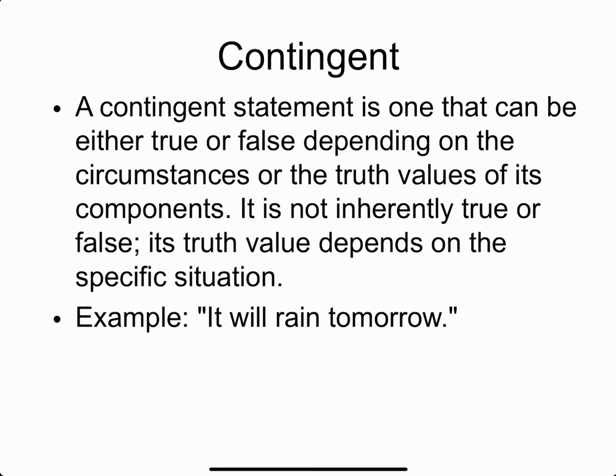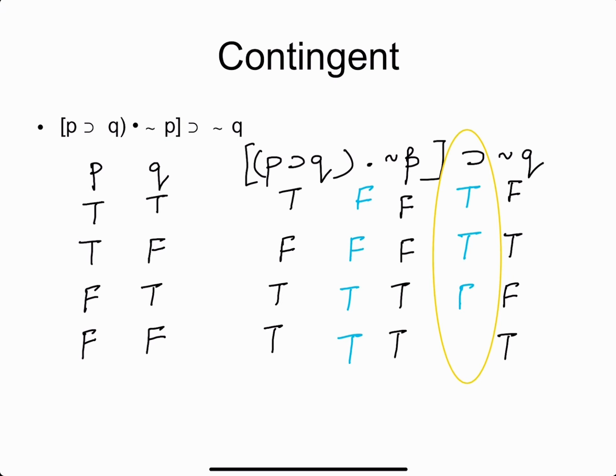A contingent statement is one that can be either true or false depending on the circumstances or the truth value of its components. It is not inherently true or false; its truth value depends on a specific situation. For example, it will rain tomorrow. This can be either true or false. Let's say if it rains tomorrow, then it is true, otherwise it will be false. So this kind of statement is a contingent statement. An example you can see here.